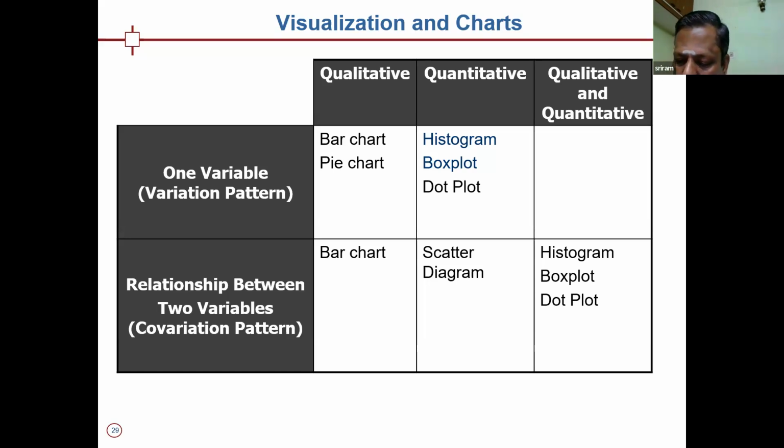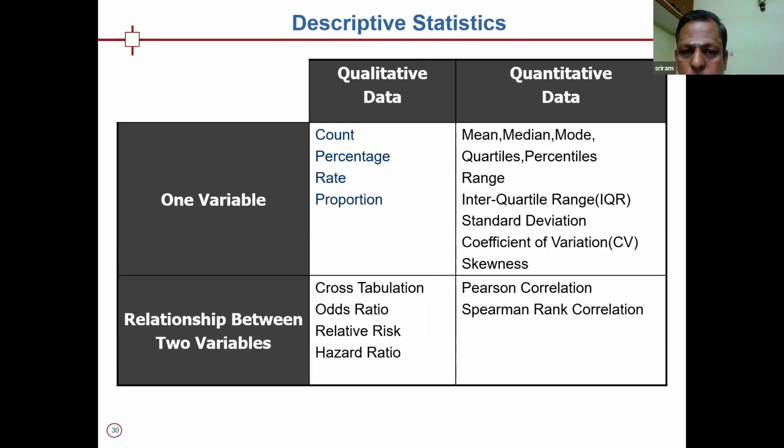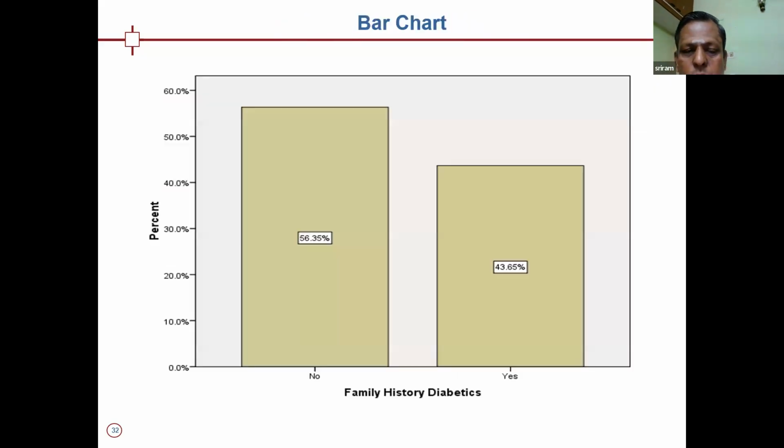Now you see the examples. See, here one qualitative variable. I just want to summarize one qualitative variable. You can use a bar chart here. So here, family history of diabetes. For example, in my data, 56% have no family history of diabetes, 43% have. It shows that there is not much variation in the family history.